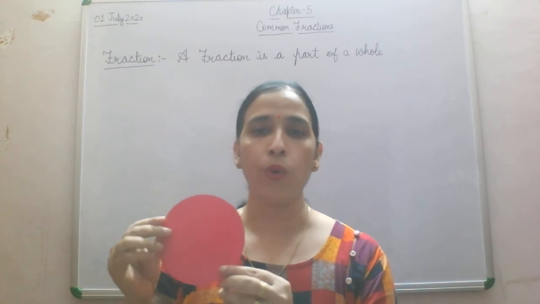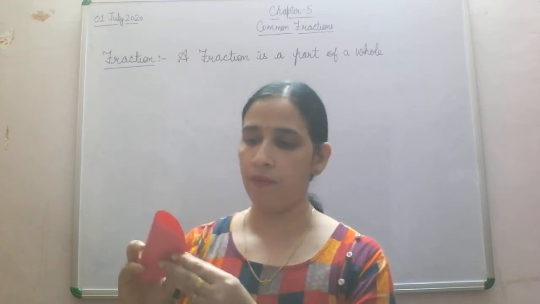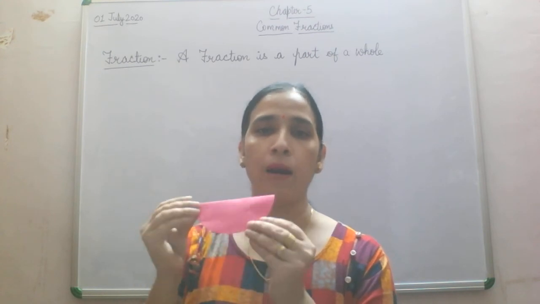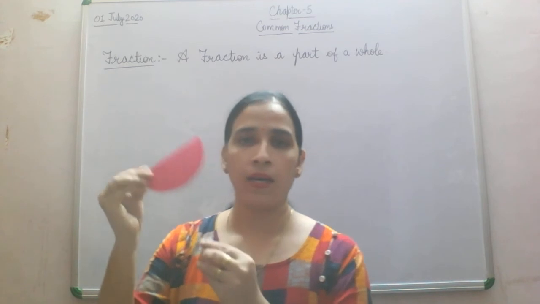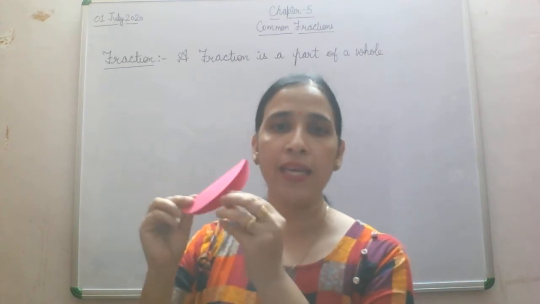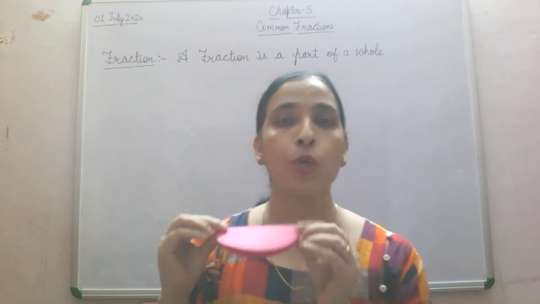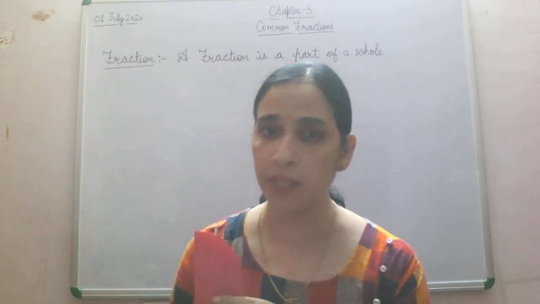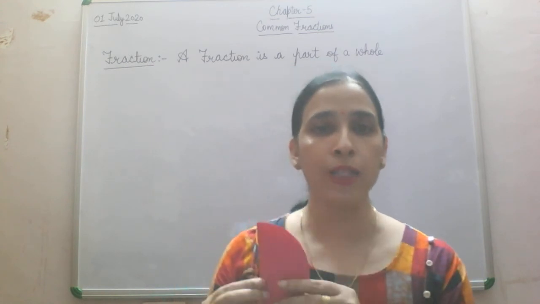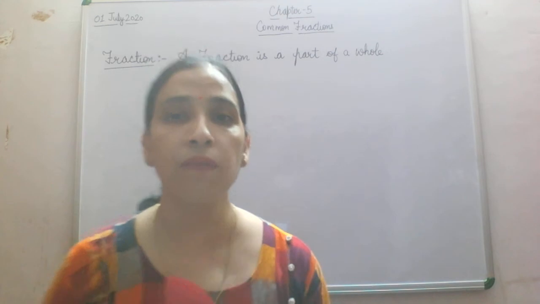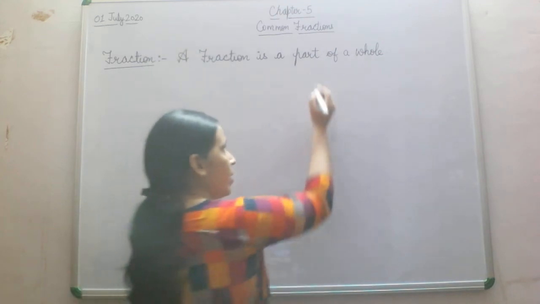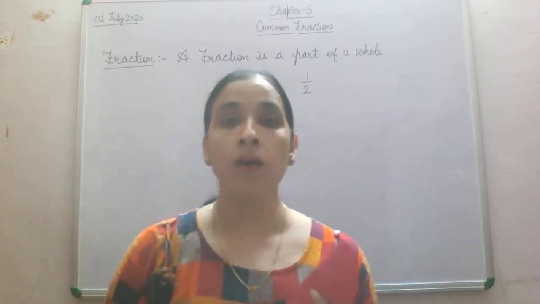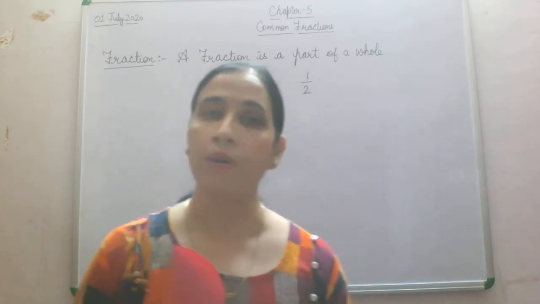Now when I fold this circle into half like this, each part represents a fraction. Now here, how many parts are there? 2 parts. So each part will represent the fraction 1 by 2, which is an example of fraction.